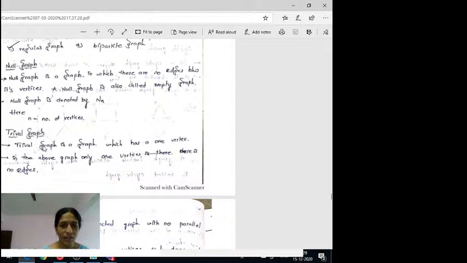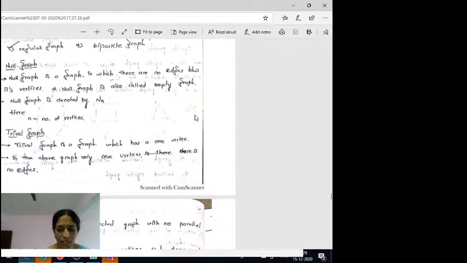And coming to the trivial graph. A trivial graph is a graph which has one vertex. Only one vertex is there in the graph. Then we can call the graph a trivial graph. So coming to the null graph and trivial graph, the difference is that a null graph contains a number of vertices, but there is no edge among those vertices. Whereas a trivial graph contains only one vertex.